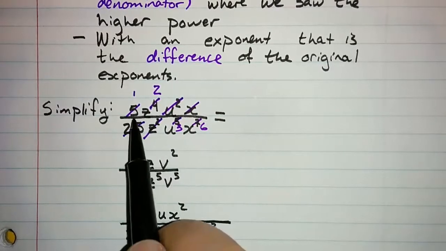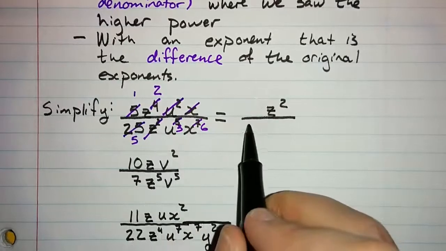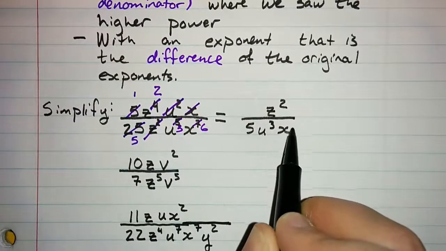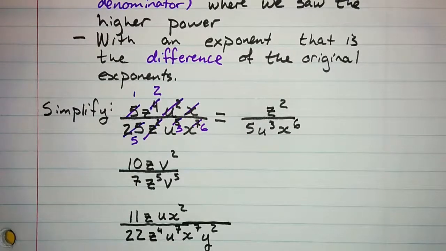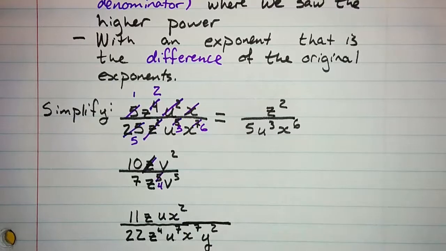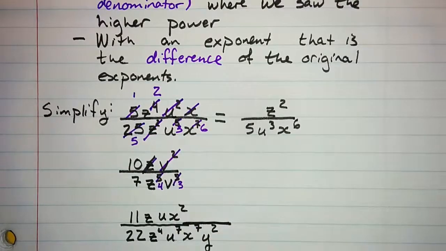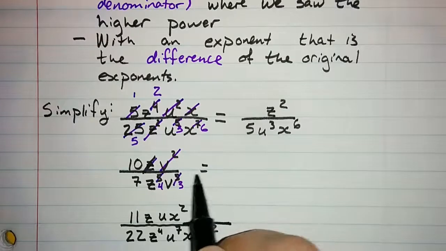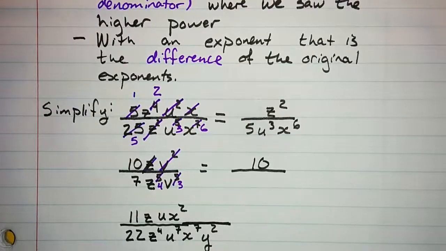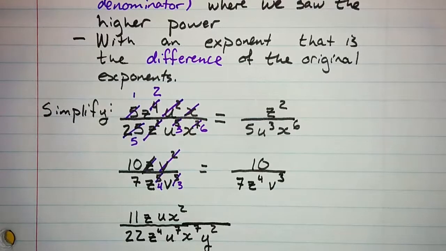So what am I left with? In the numerator, only z squared. In the denominator, 5u cubed x to the sixth. Second rational expression. The coefficients, there's nothing I can do with. 10 and 7 have no common factors. Z's more in the denominator. How many more? 5 minus 1 is 4 more. V's more in the denominator. How many more? 5 minus 2 is 3 more. And so I'll have only 10 left in the numerator. 7 z to the fourth v cubed in the denominator.